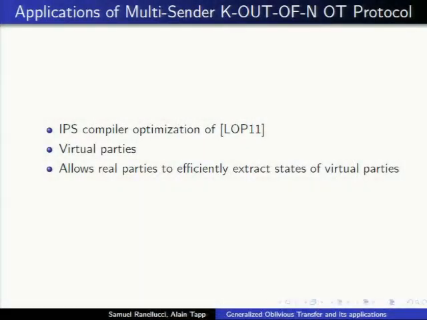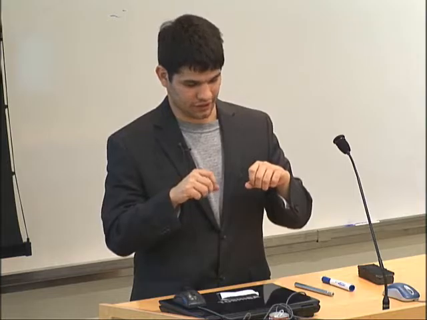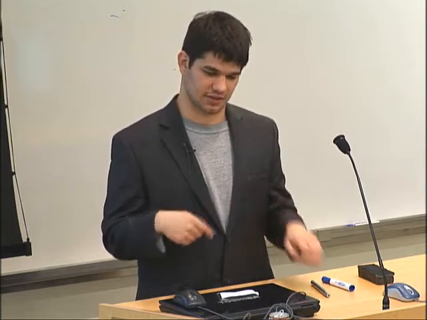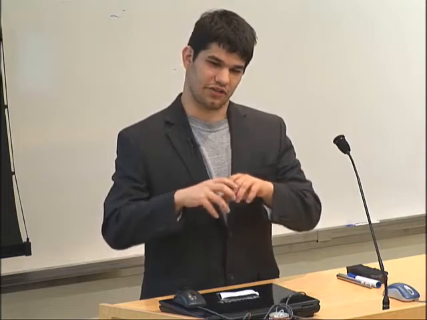The applications of the multi-sender K out of N OT are related to the IPS compiler. The IPS compiler is that you have an inner protocol and an outer protocol, where in the inner protocol you have real players, and in the outer protocol you have a protocol for honest majority, a protocol that succeeds if you have honest majority. And if you try to cheat, you have to corrupt at least the majority of the outer protocol. But in the IPS compiler, you have a watch list where you're spying on certain players, and if you detect any cheating, you abort.